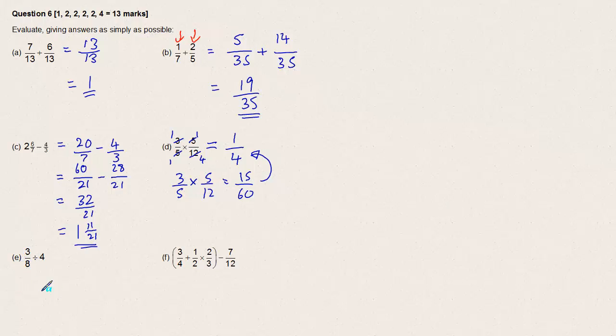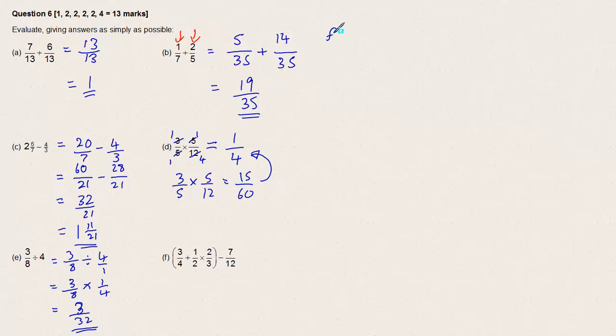E is 3/8 divided by 4, so that's 3/8 divided by 4 over 1. Remember, you can always do this with a whole number. So that's 3 over 8 times 1 over 4. Remember, invert the second fraction and change the divide to a multiply. And there's no cancelling goes on here at all. So we've just got 3 times 1, which is 3, over 8 times 4, which is 32. So that's 3 over 32.